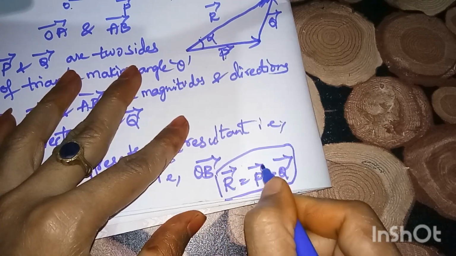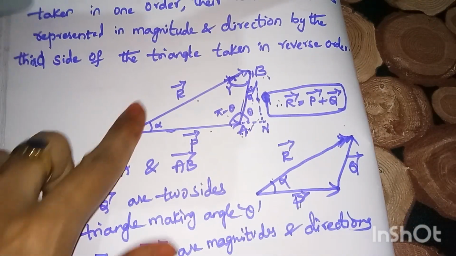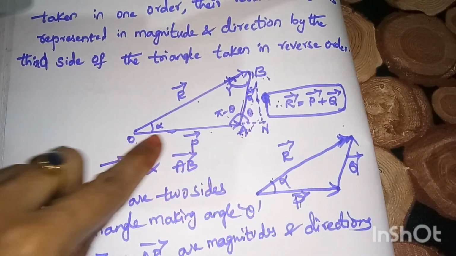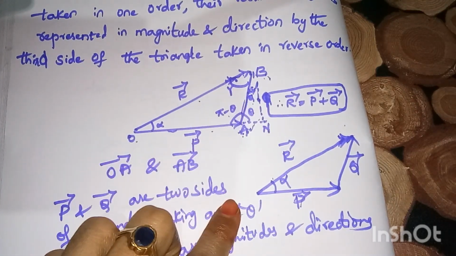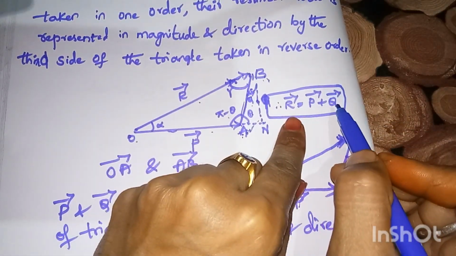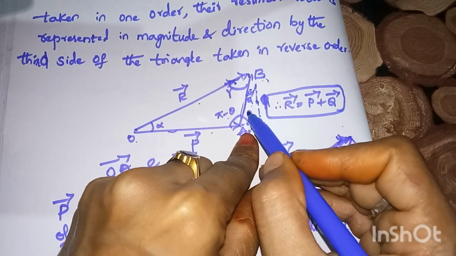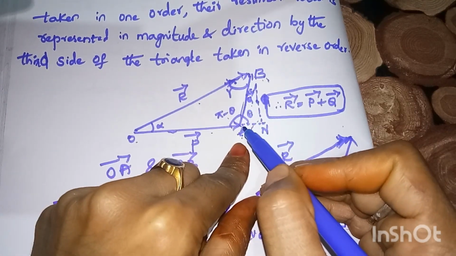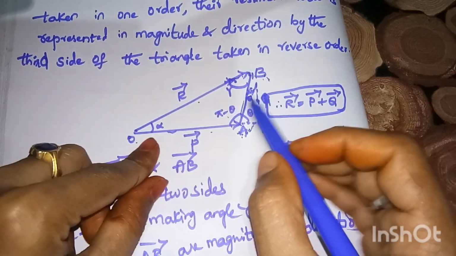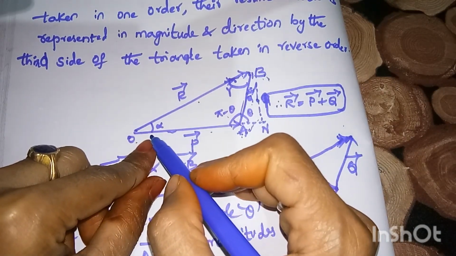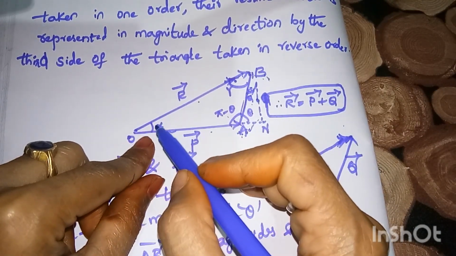This is triangle law. R bar equals P bar plus Q bar. From the figure you can observe that R bar is equal to P bar plus Q bar. How we get R bar equals P bar plus Q bar: the initial point of the second vector is connected with the final point of the first vector, and the initial point of the first vector and the final point of the resultant are connected.